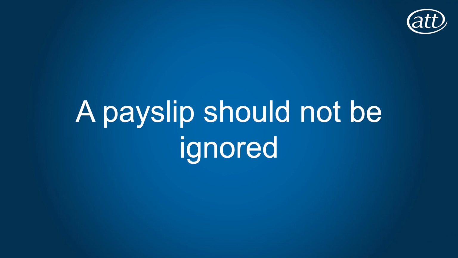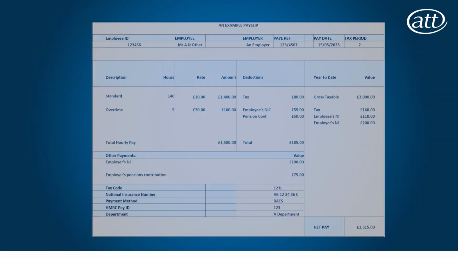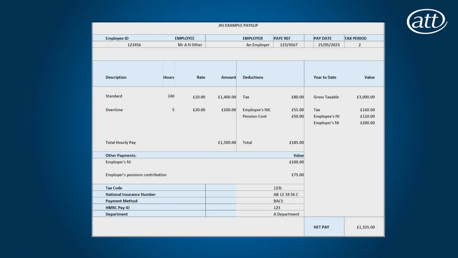But a payslip should not be ignored because it contains a lot of important information which you will need to understand to make sure that the amount you actually get is right. So let's take a look at a typical payslip in more detail. The first thing that should strike you is just how much information there is on a payslip. Some of this information is required to be on the payslip by law, and some is just there to help the employee understand just how the net pay figure has been calculated.